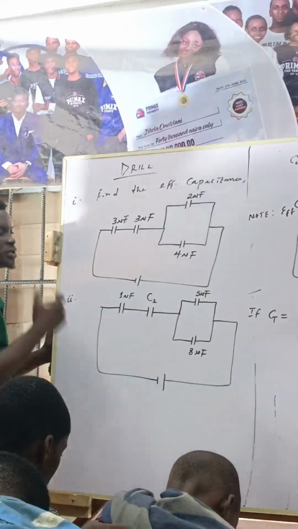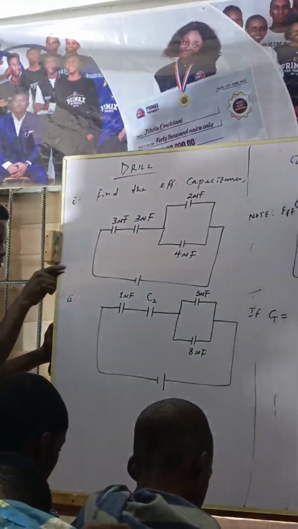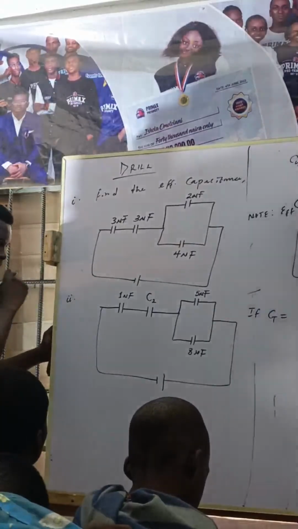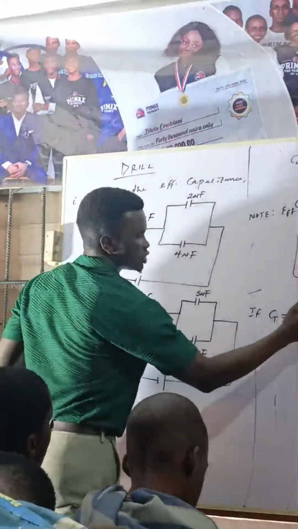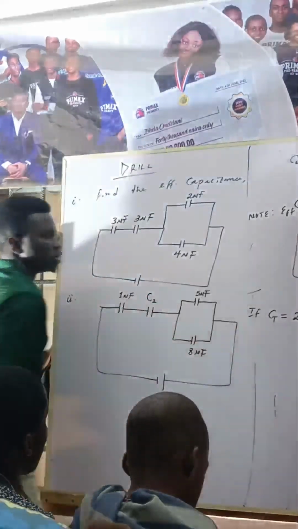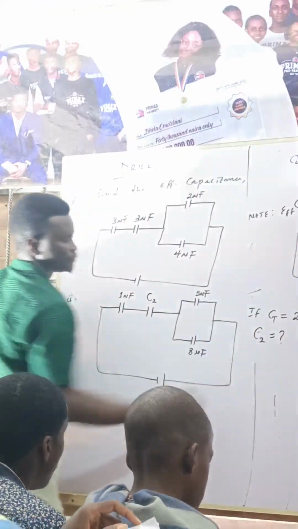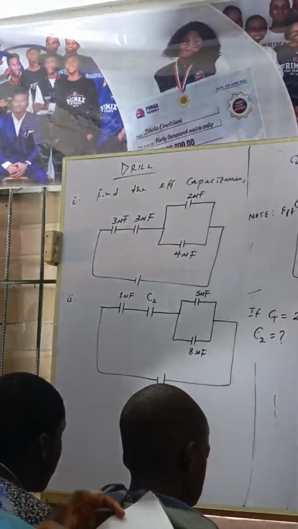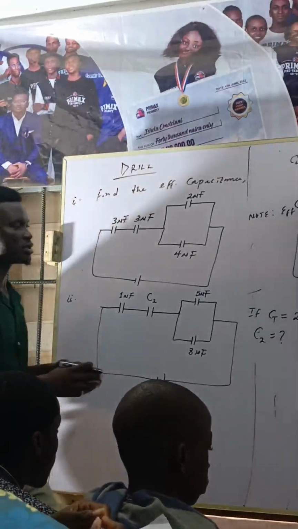I don't know what this is going to look like, but just to give you. So you have to find C2. You have to find C2 in this place. You are given C1.